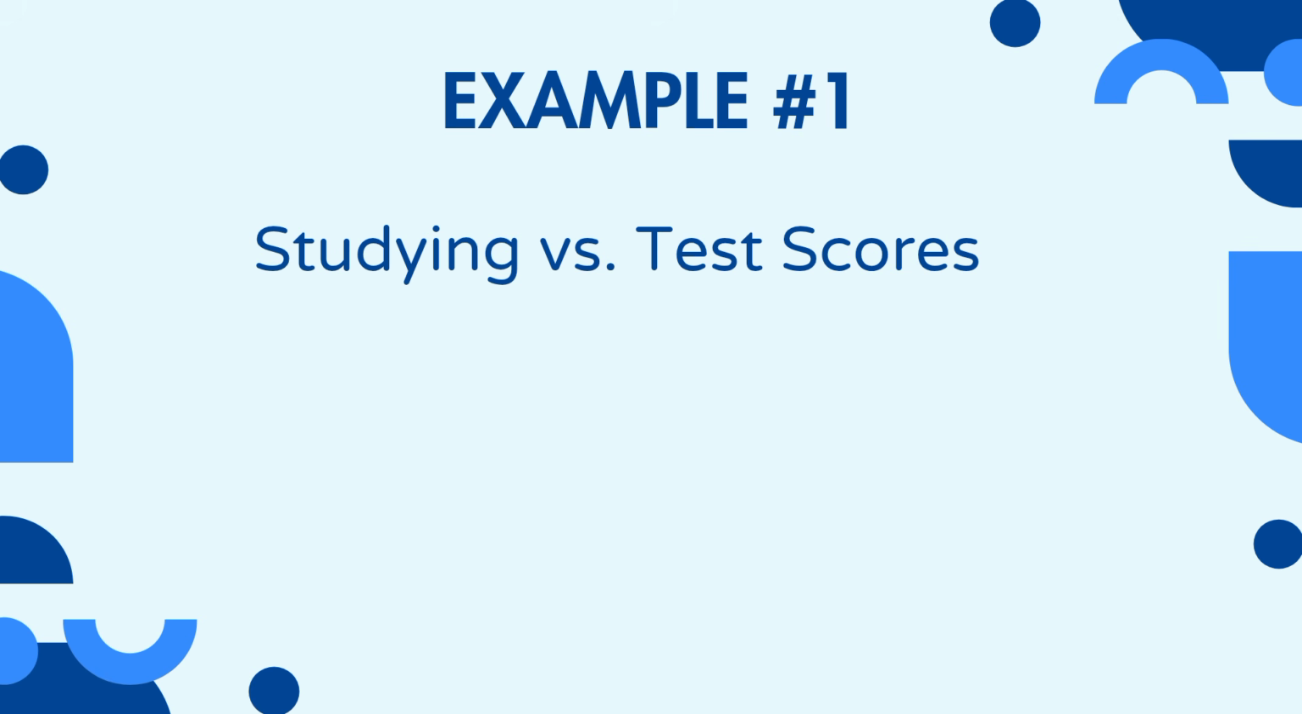Let's try to evaluate this example. There are two examples here, and the first example is studying versus test score, or positive correlation. This is a classic academic example where one variable directly impacts the other. The x-axis, or the independent variable, is the hours spent studying, while the dependent variable, or y-axis, is the test score.